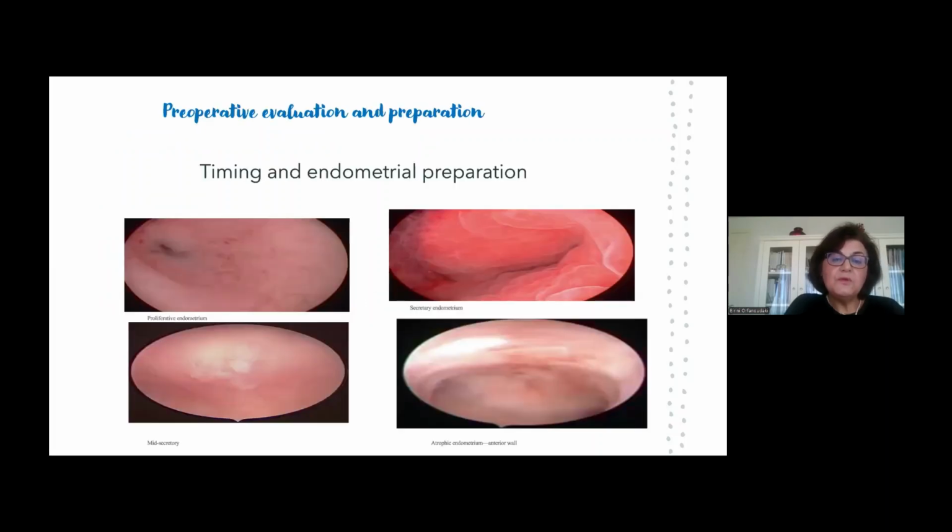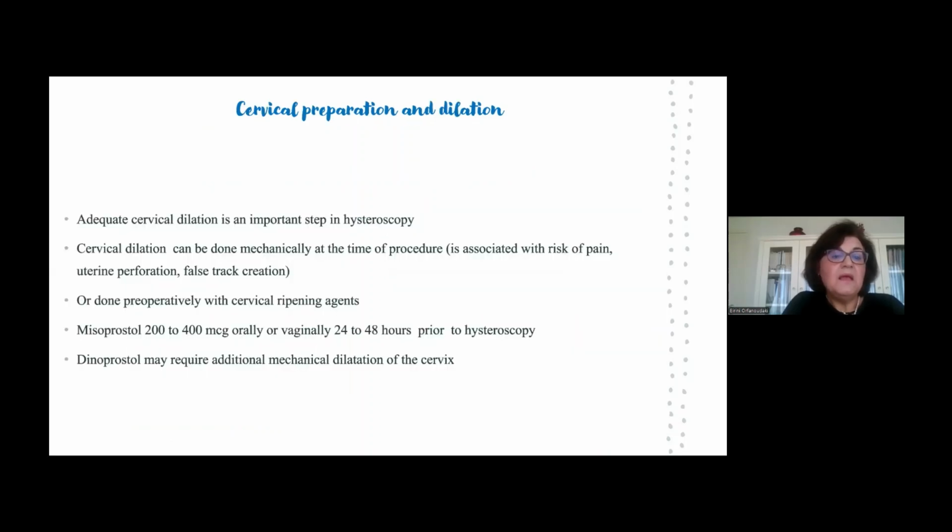Here is a picture of the phases of a cycle: proliferative phase, secretory phase, mid-secretory, and atrophic endometrium. Office hysteroscopy is preferably performed in the early proliferative phase. Adequate cervical dilatation is an important step in hysteroscopy.